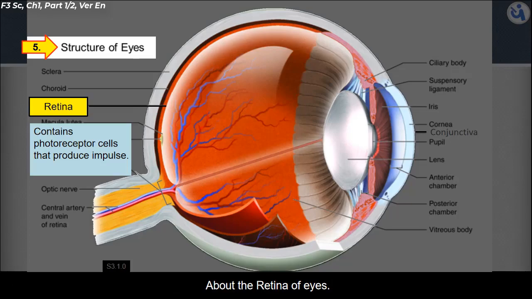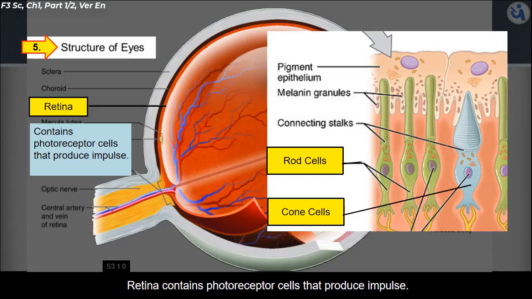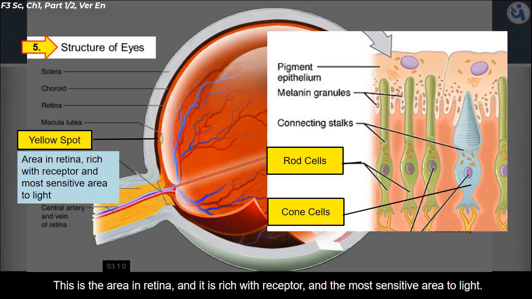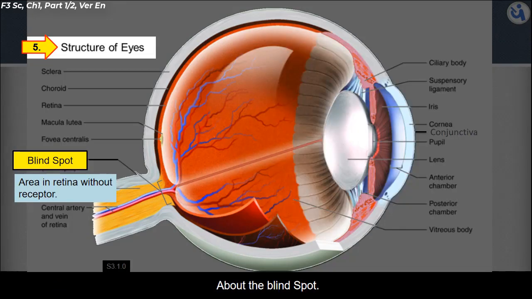About the retina of the eyes. Retina contains photoreceptor cells that produce impulses. As mentioned earlier, the photoreceptor cells are rod cells and cone cells. About the yellow spot. This is the area in the retina, and it is rich with receptors, and the most sensitive area to light. About the blind spot. This is the area in the retina without receptors.